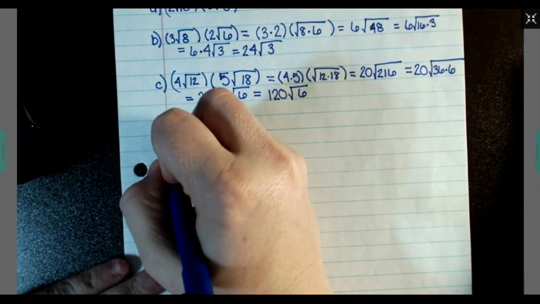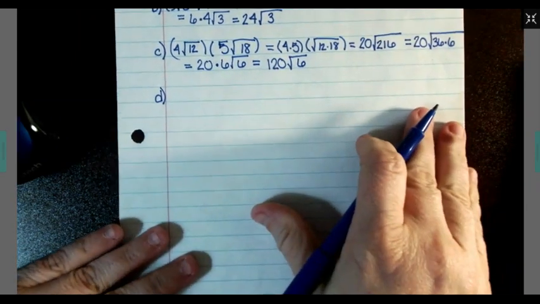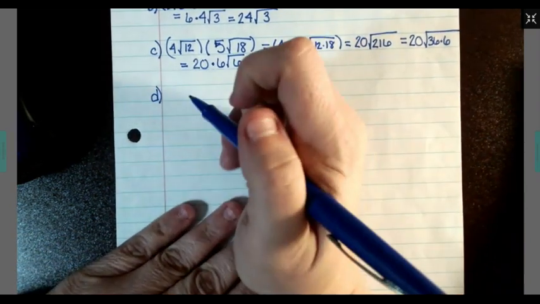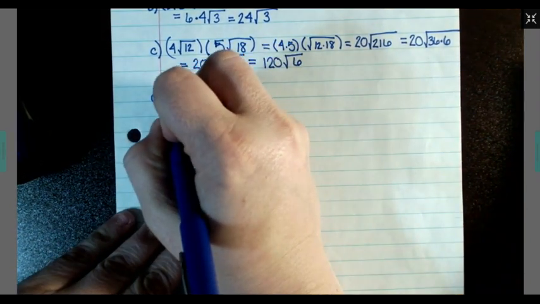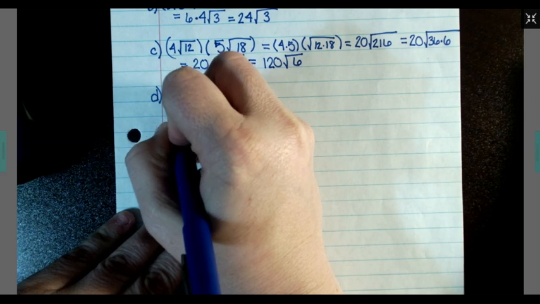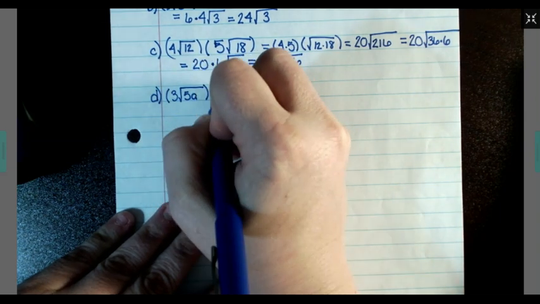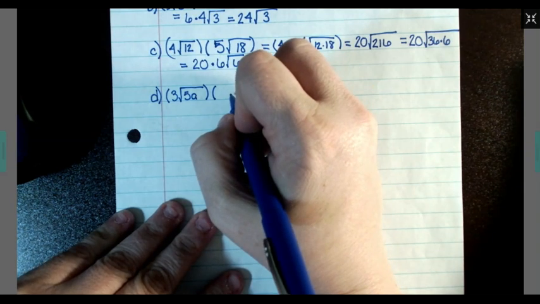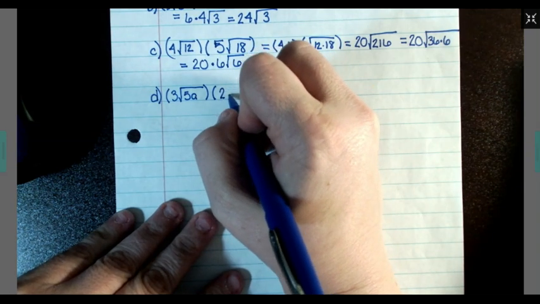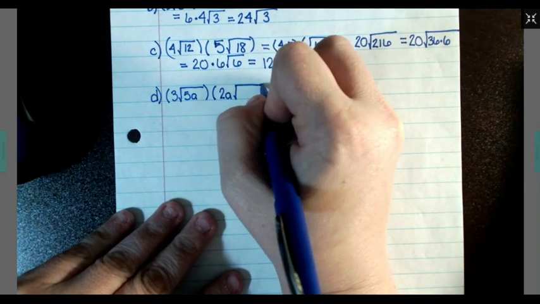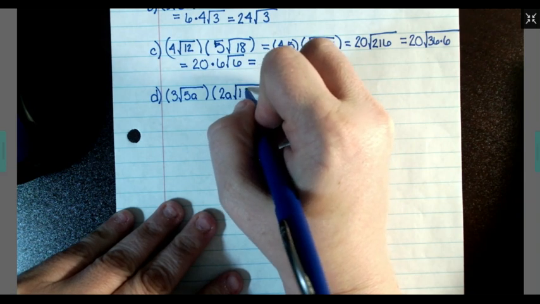Lastly, D. D, they try to trick us up. They throw us some letters. We got 3 square root 5a times 2a square root 15a squared.